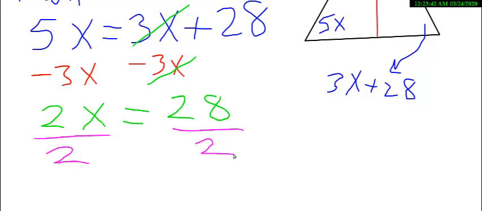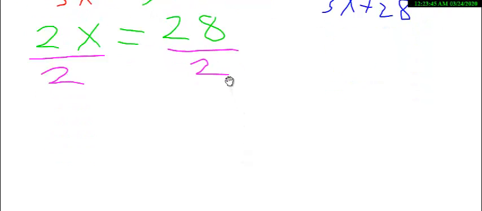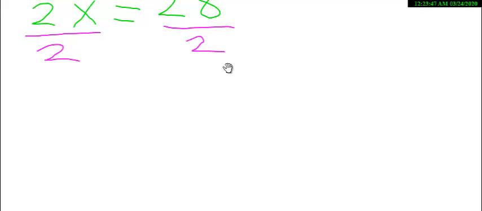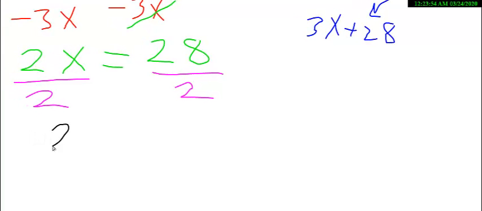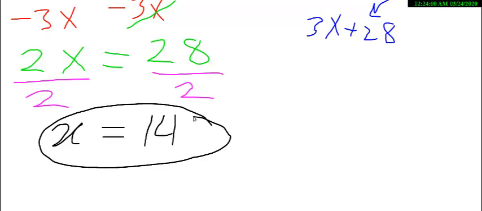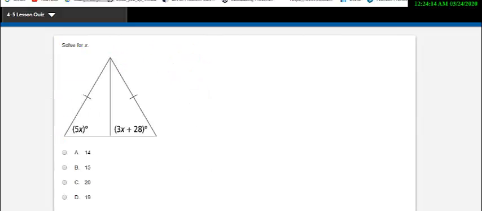Once you divide the left-hand side by 2, the result will be x. x equals 28 divided by 2, which is 14. So I got the value of x, which is 14, and this completes the answer for question number 2. I hope you understood the question and how to solve it. We need to move to the next question, which is question number 3.